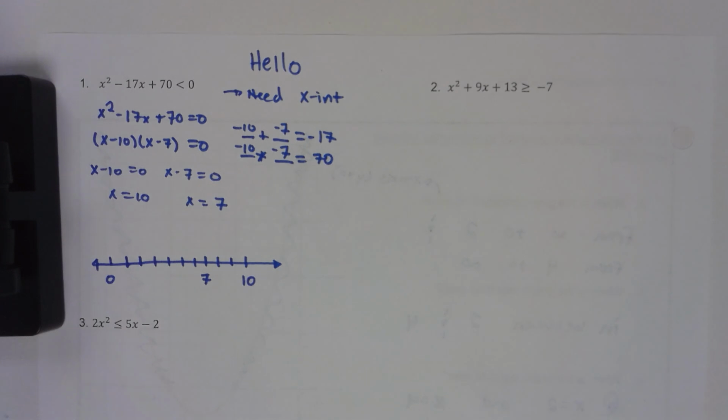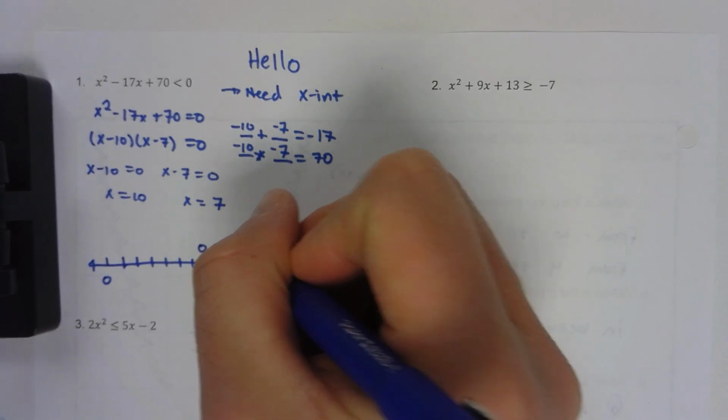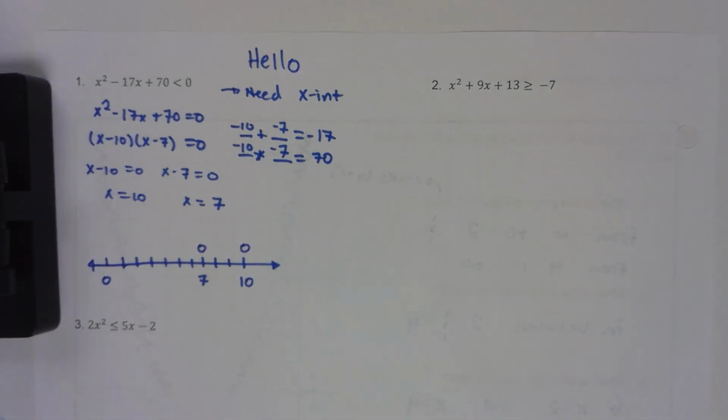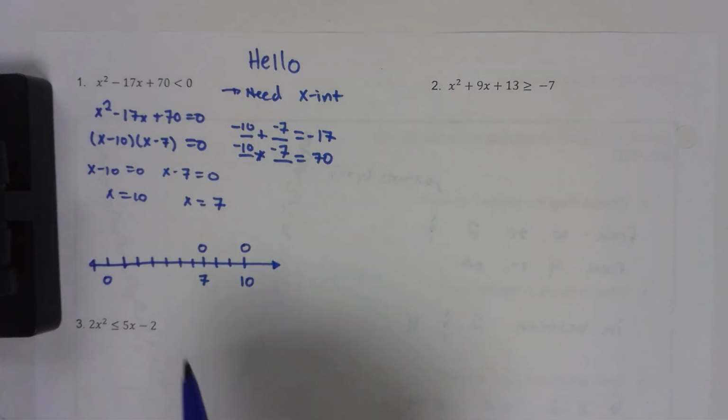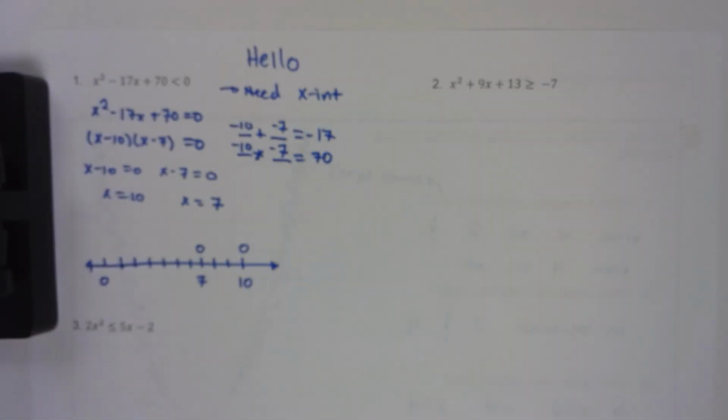So on the number line, we're going to put circles there. Those circles I'm going to refer to as the anchor points. They're anchor points that go onto the number line representing the x-intercepts. The next thing we're going to decide is, do these anchor points get filled in? So do we include these values or do we leave them open?